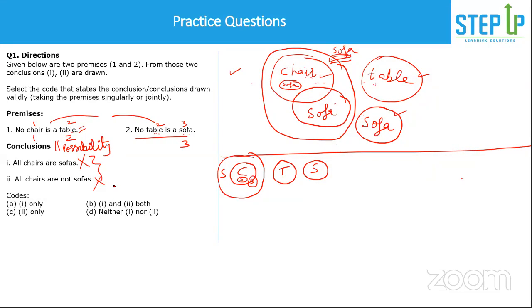So what conclusion can I draw? I can say neither one nor two. None of these two conclusions can be drawn. Did you understand this, guys? It may have become a little complicated. Let me see what people are writing in the chat.